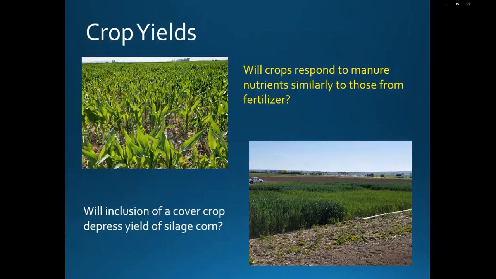We look at crop yields. Our main questions were, will the crops respond to manure nutrients similarly to those from fertilizer? And will the inclusion of a cover crop depress the yield of our silage corn?